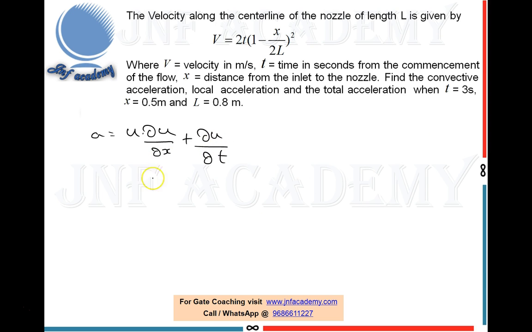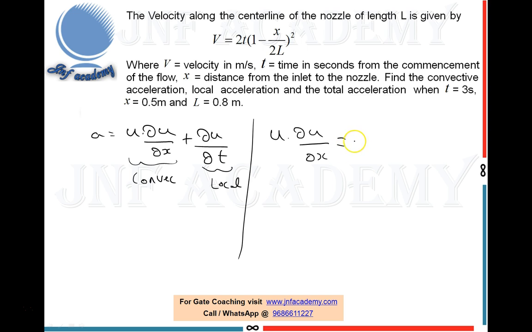So this is your equation. Now this is your total derivative, total acceleration, and this part is your convective acceleration, and this part your local acceleration. First, let's calculate the convective acceleration. How to calculate convective acceleration? u into ∂u/∂x.